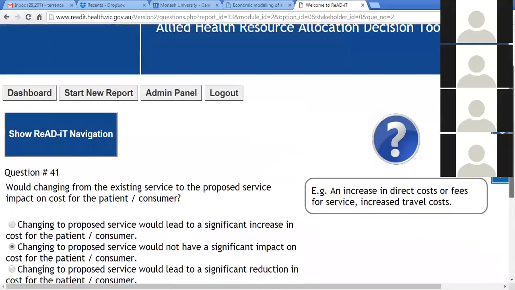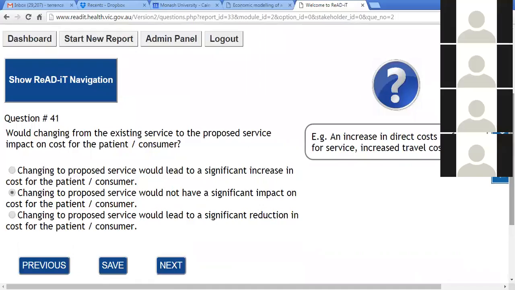Question 41. Would changing from the existing service to the proposed service impact on the cost for the patient or the consumer? And again, I've said that there's unlikely to be much of a significant impact on cost for the patient or consumer. If I was reducing a falls prevention service in the community and replacing that with a private practitioner service that was substantially more expensive, then I'd probably say yes. That was the sort of context I was talking about there.